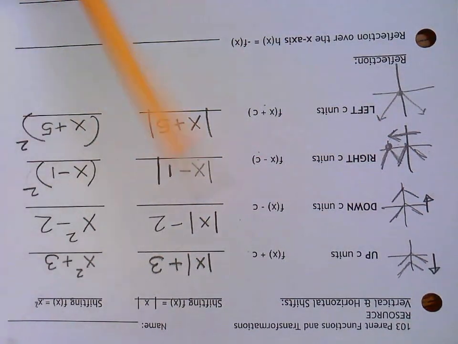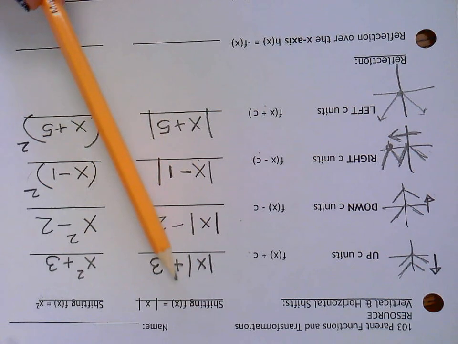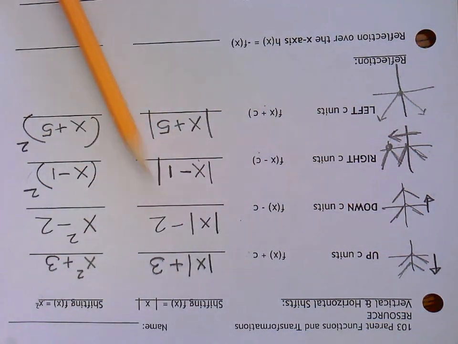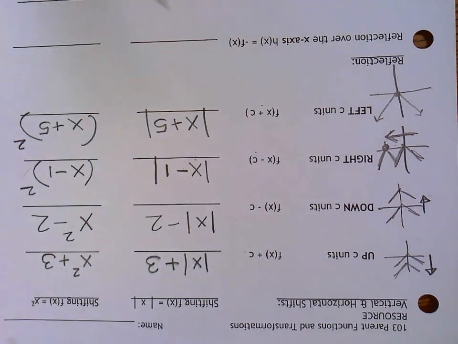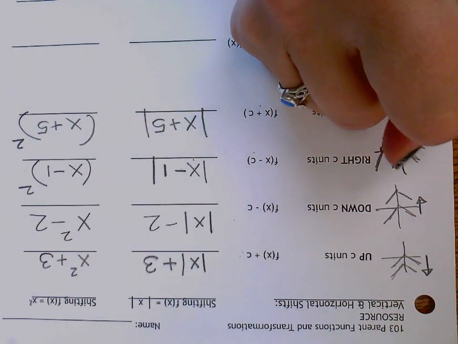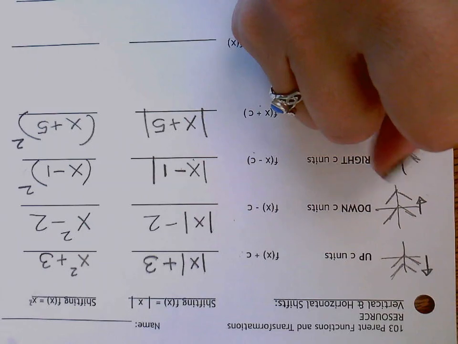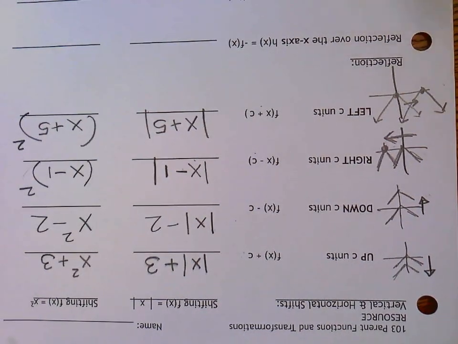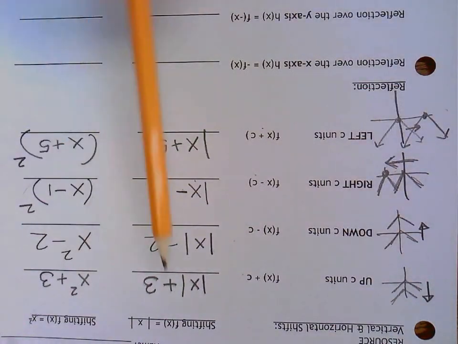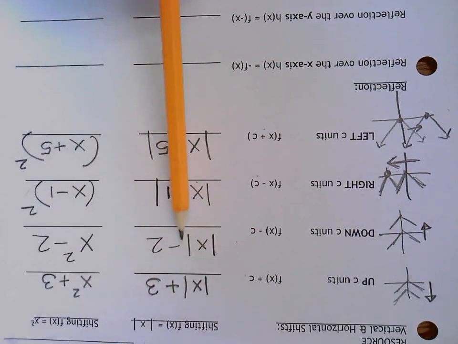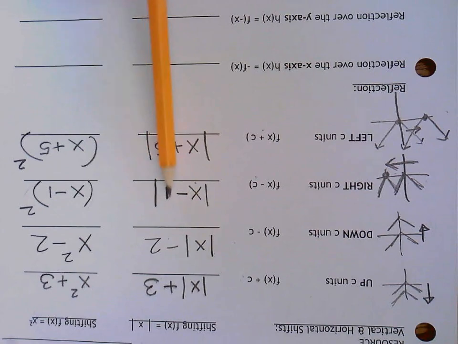So you could make 4 note cards with these 4 functions and just on the back of it write up, down, right, left, and that would help you. So this one shifted to the left, left. So up, down, left, and right. That's half of your transformation rules right there. So outside the function with a plus, outside the function with a minus, and then inside the function is your horizontal.